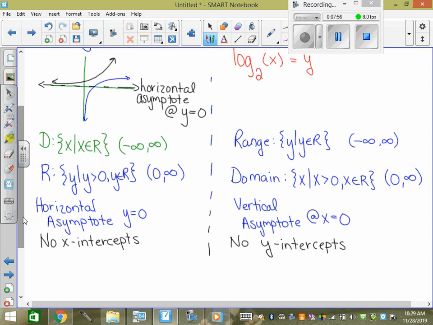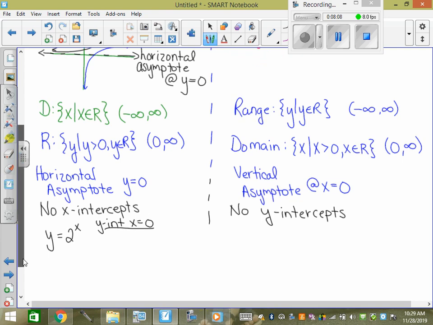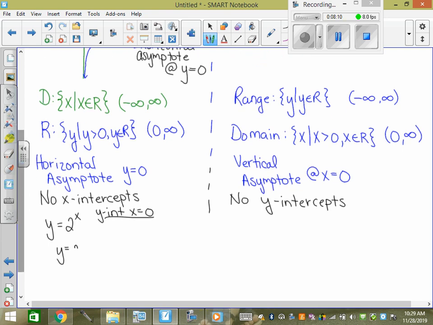And then the y-intercept of the exponential: I know it's y equals 2 to the x. And if I'm looking for the y-intercept, I set x equals 0, right? So I'm going to go y equals 2 to the 0, which is just 1. So I have a y-intercept of (0, 1), which means what for the inverse? So the x-intercept is (1, 0).